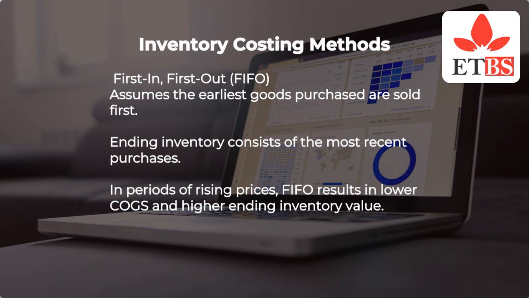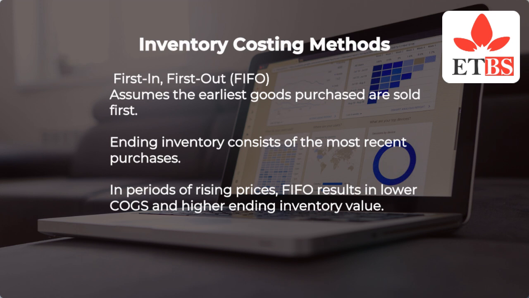3.3 Weighted average cost calculates an average cost per unit of inventory. Formula: average cost equals (cost of beginning inventory plus cost of purchases) divided by (units in beginning inventory plus units purchased). COGS and ending inventory are valued at this average cost.